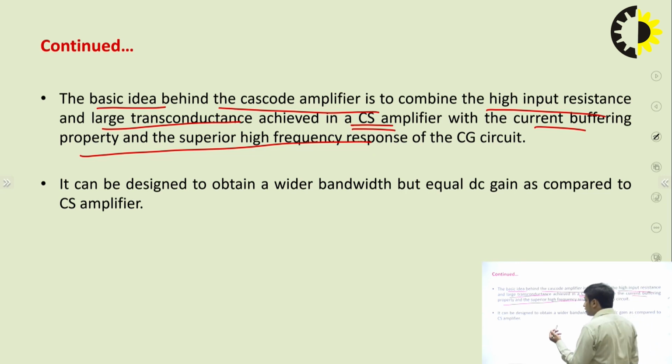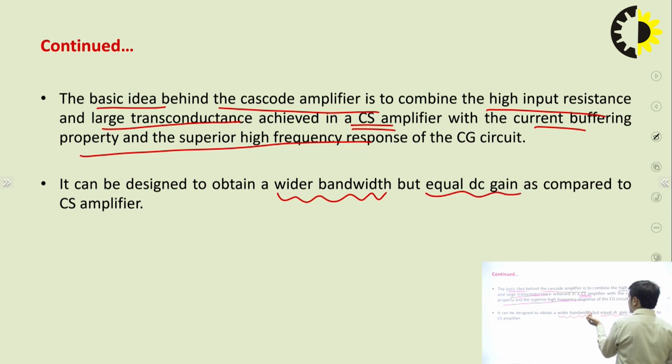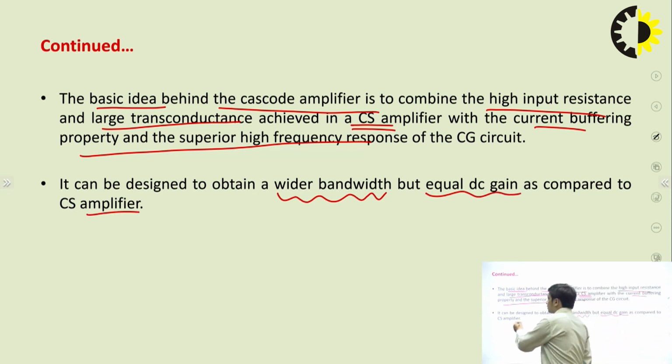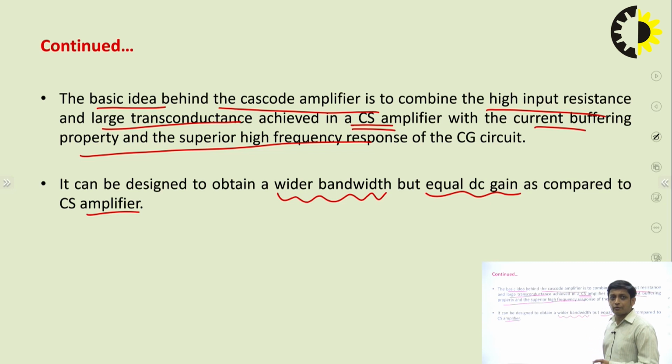So the cascade amplifier can be designed to obtain wider bandwidth, and obviously with equal DC gain we will get sufficient DC gain as compared to the CS amplifier, because the issue with the CS amplifier is that because of the Miller effect, the high frequency response is very poor for the common source amplifier, and this drawback of the common source amplifier can be removed with the help of the cascade amplifier. And how are we removing it? Just by combining the common source configuration with the common gate configuration. So these are just the basics of the cascade amplifier.